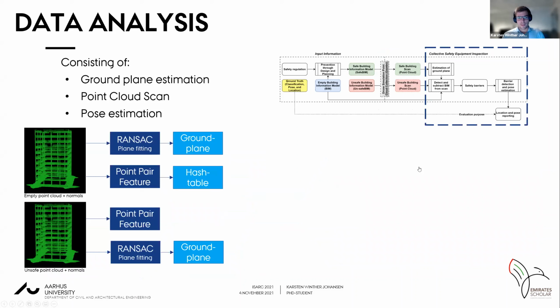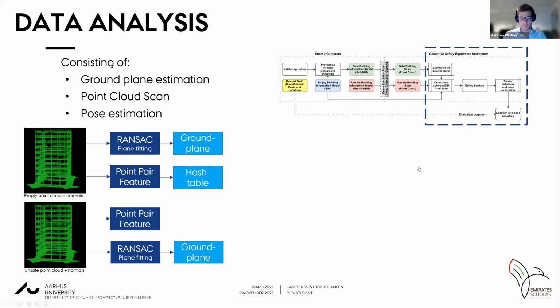So the last part is consisting of, in this example here, we have the empty model that we first start to capture, and then we have the unsafe afterwards. The safe model, we start with a RANSAC algorithm for plane fitting and try to find the ground plane in order to have the zero. Then we collect a point pair feature and put this into a hash table that we can later use for comparison. Now we have these two things, and now we can actually go and collect the reality.